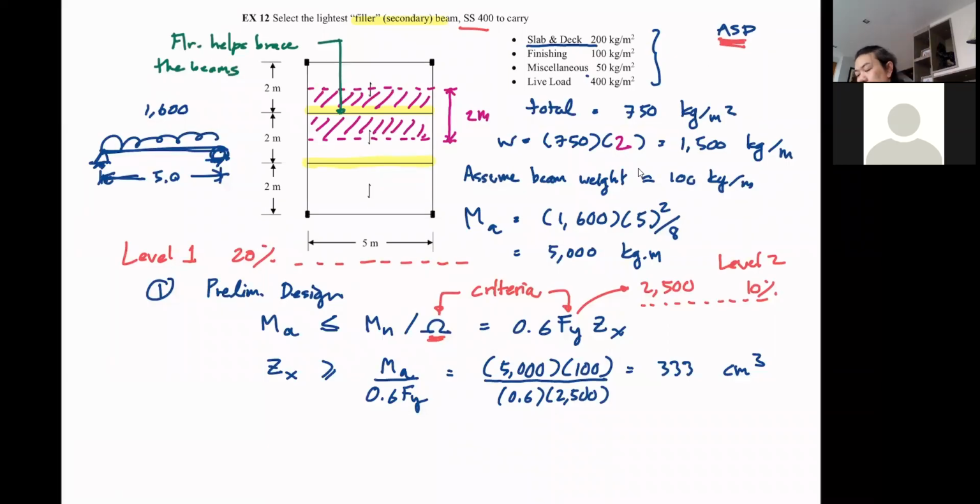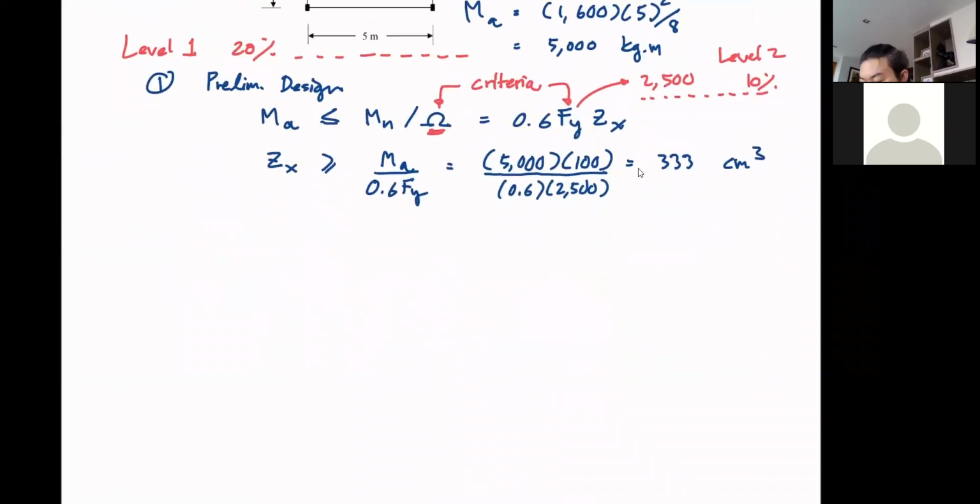Okay, now the record is on. So let us go back to our design. Okay, now generally you have some idea now what section that you may be using. So let's say you're going to make some choices now.